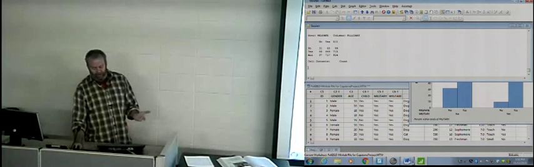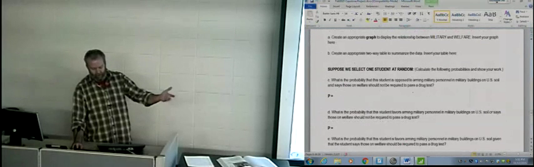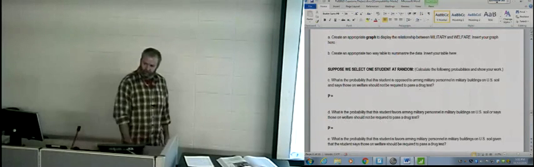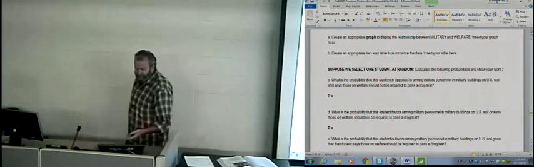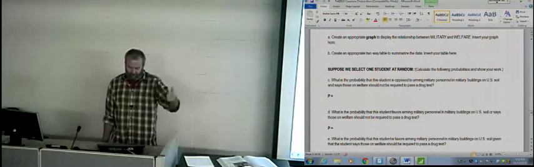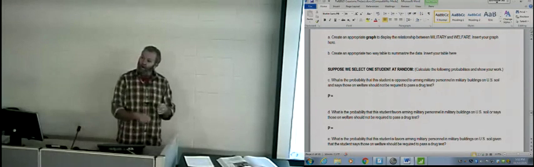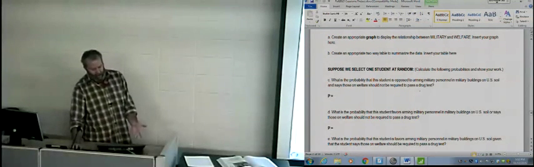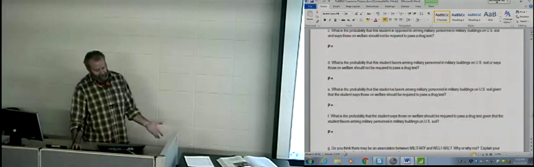Now, notice how similar these are to before. The first one's an and, right? They opposed to arming military people and said welfare should not require to pass a drug test. That's a no and a no, right? That's what you're looking at there. Okay? Part D is an or. What's the probability the student favors military personnel? That's a yes. Or those welfare should not require a drug test. That's a yes or a no, right? Yes on military, no on drug testing. E and F are given that. These are conditional probabilities.